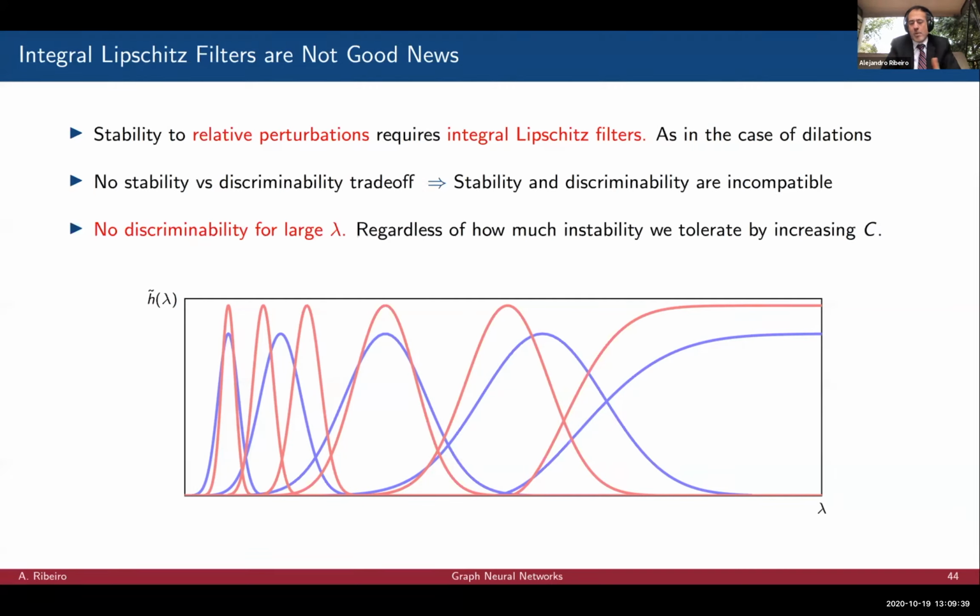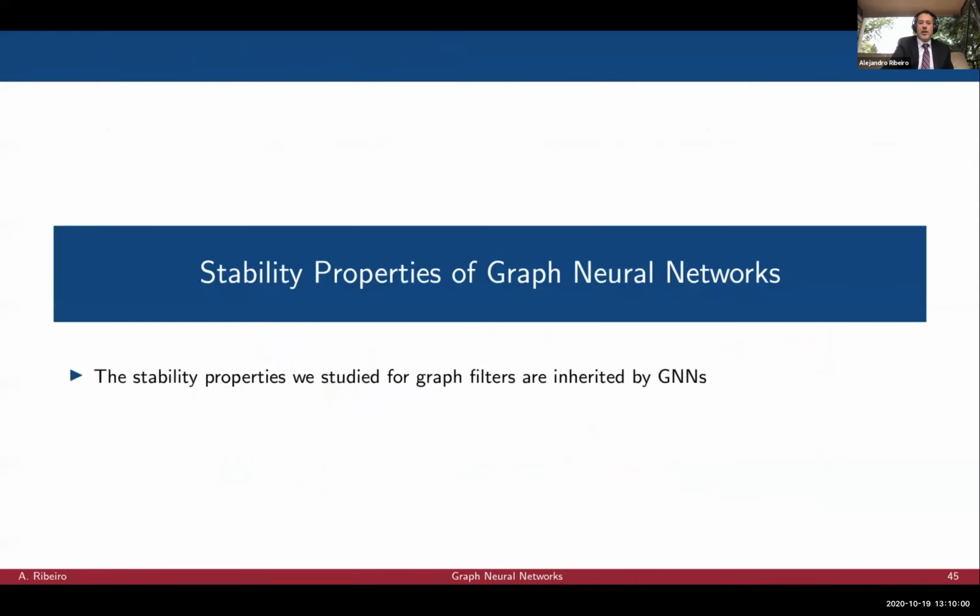What do I mean by that? Well, what I mean is that if you look at high frequency features of your signal, it is always impossible for you to discriminate them with an integral Lipschitz filter. There are caveats to this expression, okay? I am using language loosely, so maybe I should be less loose and more precise about it.